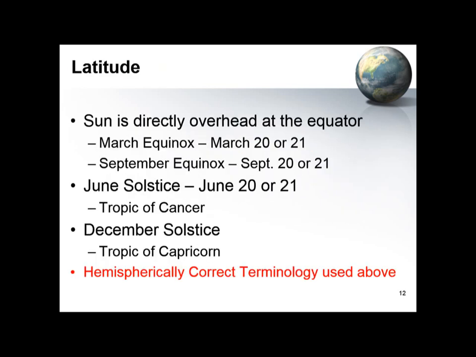So, latitude. The sun is directly overhead at the equator at the March equinox, March 20 or 21, and the September equinox, September 20 or 21. June solstice, June 20 or 21st: Tropic of Cancer. December solstice: Tropic of Capricorn. Hemispherically correct terminology is used above.